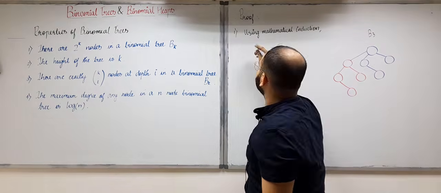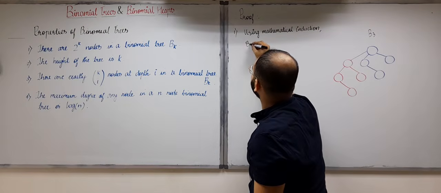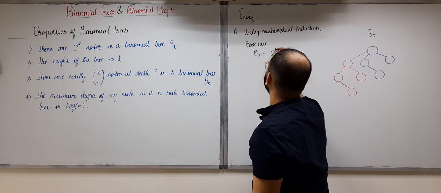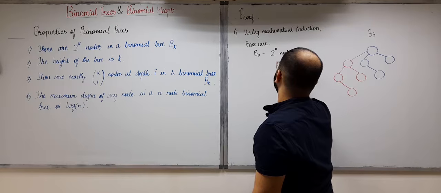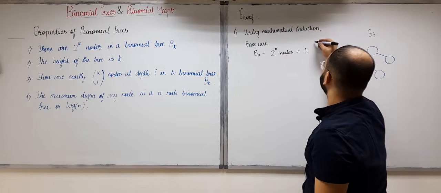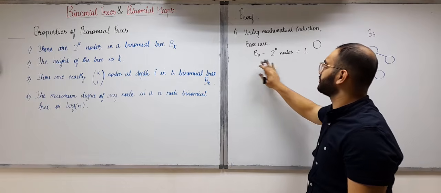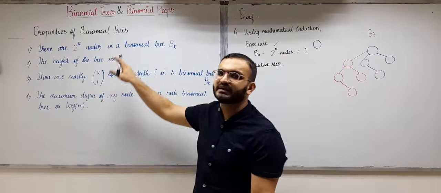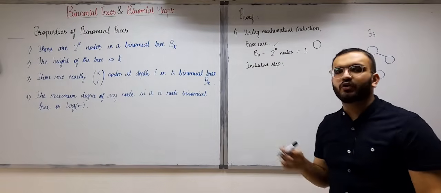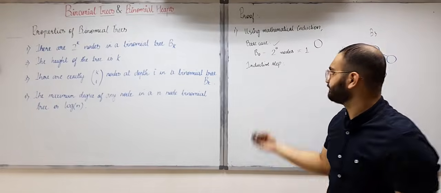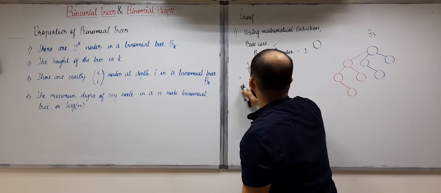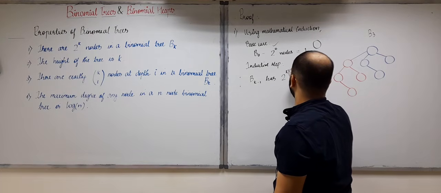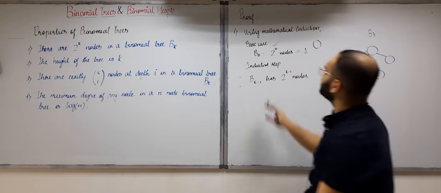So using mathematical induction, if you talk about the base case, let us take B0. In case of B0, it should have 2 raised to 0 nodes, or 1 node. Yes, we saw earlier that B0 is actually represented like this. So yes, this is true. So the base case is true. If we talk about the inductive step, let us consider that the first property holds true for a binomial tree Bk minus 1. So we can say Bk minus 1 has 2 raised to k minus 1 nodes. So this is true, right? This is the inductive step.